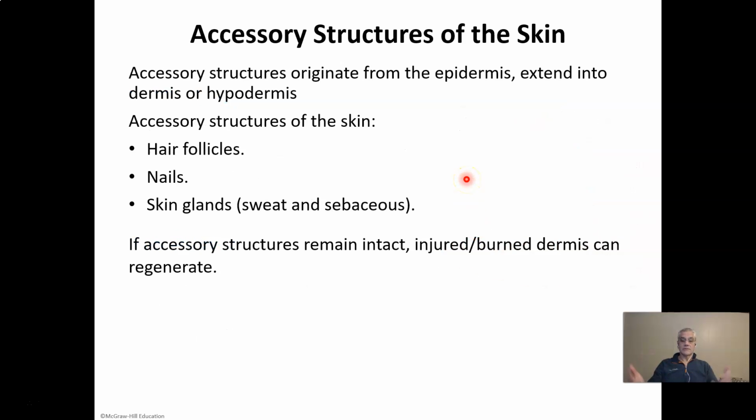All right, so for those three accessory structures, that's where we're at now. The accessory structures that I want you to know about. Three of them: hair follicles, nails, and skin glands. Now there are several kinds of skin glands, especially the two we're really going to get into are sweat and sebaceous glands.